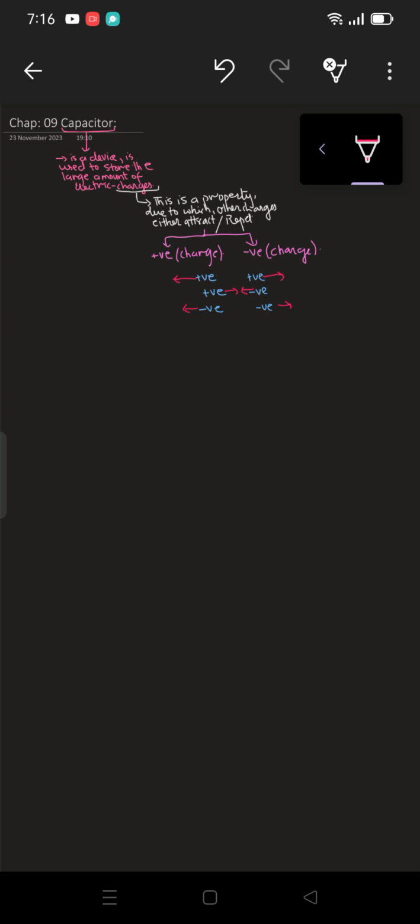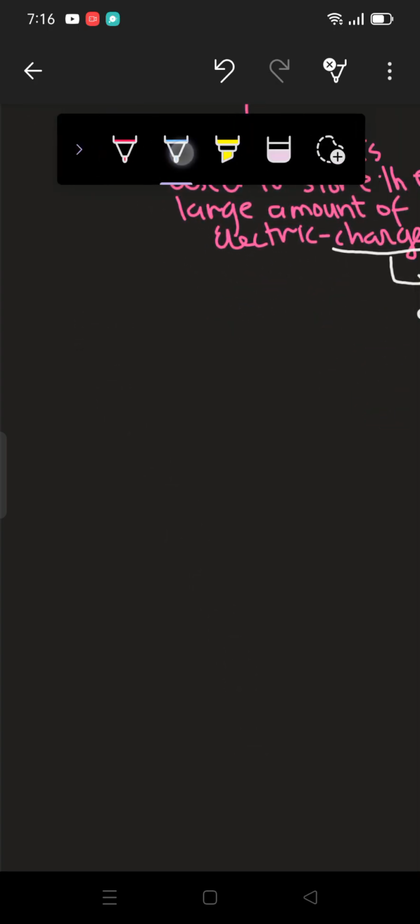So capacitor is a device which is used to store a large amount of electric charges. The capacitor is a plate which will store the charges on it. Now let's understand that with the help of a diagram. So let me make the diagram here first.